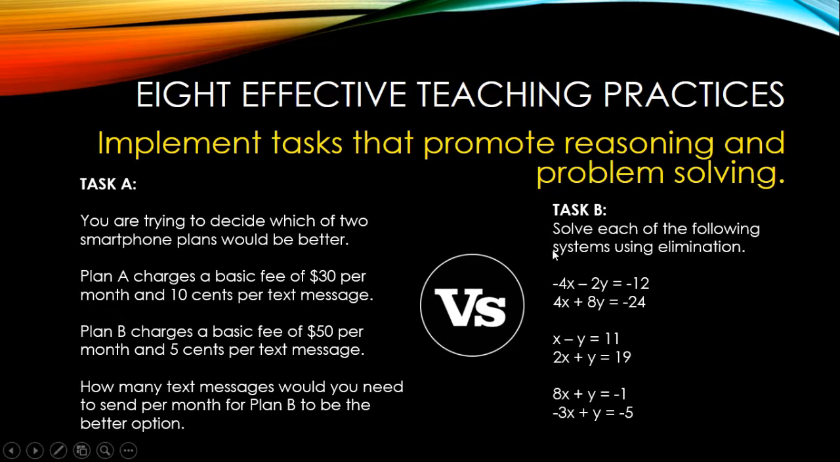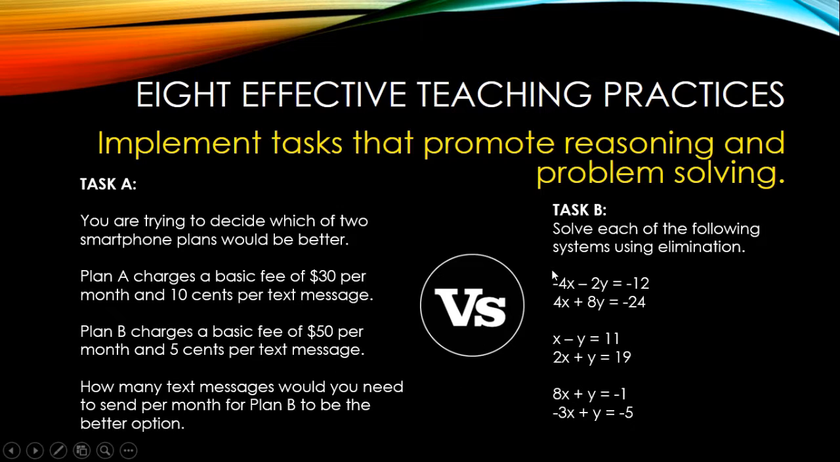Task B says to solve each of the following systems using elimination. First of all, let me just say that both of these tasks have their place in mathematics learning. However, when considering which task has the potential for the greatest learning, I think we can all agree that that is Task A. Task A is a high-level task, and students aren't told to use a particular procedure. So they can approach this problem using several different methods. They could use guess and check, they can make a table, they can graph the equations to find points of intersection, or they can use algebra.